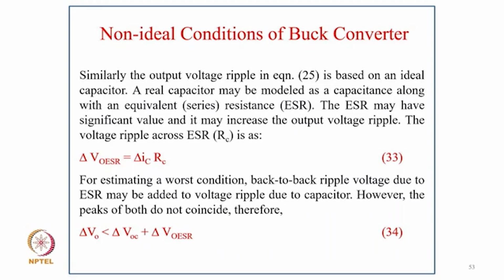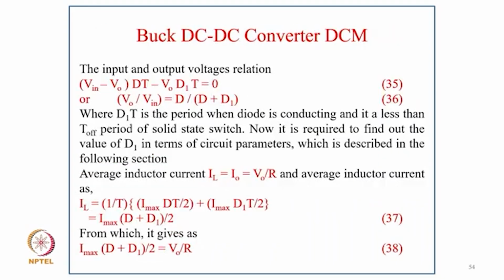A real capacitor may be modeled as a capacitance along with the equivalent series resistance, called ESR, and the ESR may have significant value and may increase the output voltage ripple. So the voltage across the ESR is delta V_ESR equal to delta IC into RC. For estimating the worst condition, the ripple voltage due to the ESR may be added to the voltage ripple due to the capacitor. However, the peaks of both do not coincide, fortunately. So delta VO will be in between delta VO and delta VO plus delta V_ESR. So certainly your ripple increases, typically more.